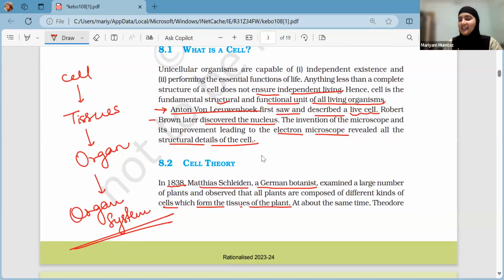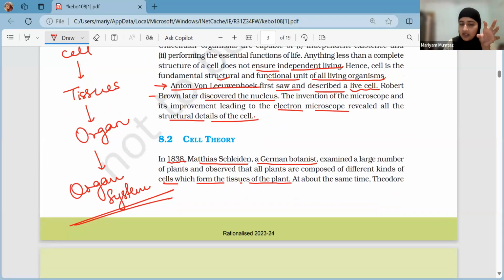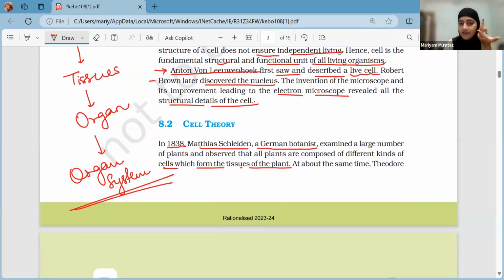All right. Okay. So talking about the cell theory. Matthias Schleiden was a German botanist. He examined all the plants. When he was examining the plants, he saw that certain regions of the plant have different kinds of cells. The other ones have different kinds of cells. So they are made up of multiple various kinds of cells.